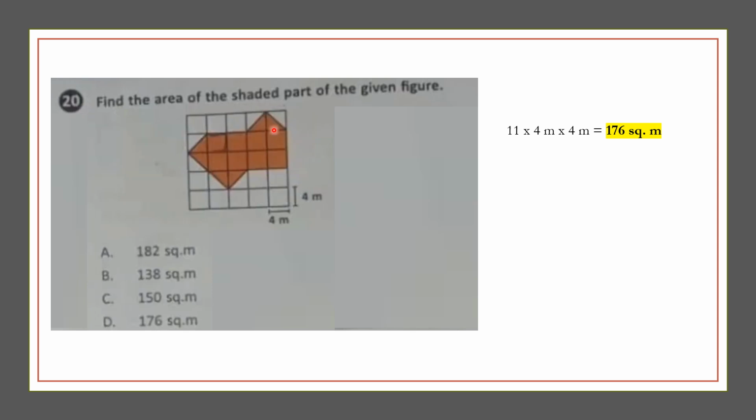So this will be 1, 9. Then this is also 1, 10. This is also 1, 11. So 11 squares are shaded. So 11 times 4 meter times 4 meter will be the area of the shaded part, which is 176 square meter. So our answer is option D.